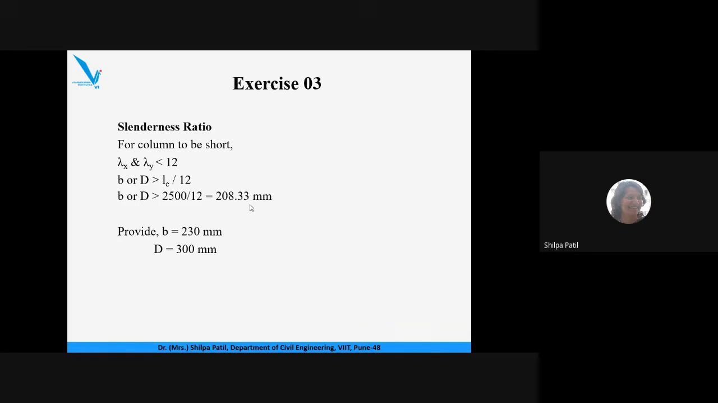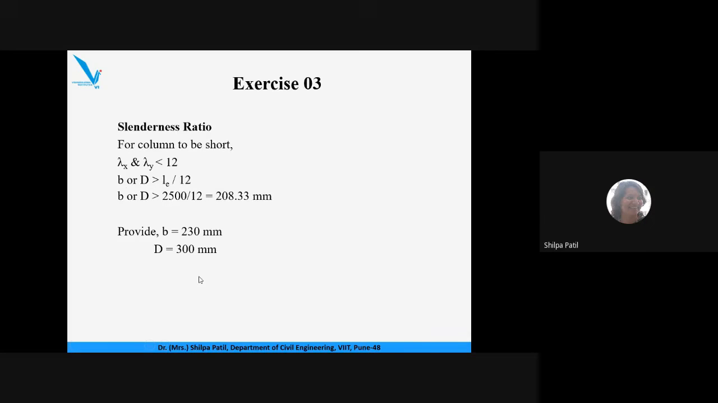If you provide the same value along width and depth, you will get a square column. I want to design a rectangular column. So I will provide B as 230. I will keep the width of the column equal to the width of the beam. And D I will increase further to 300. I can increase to 250 also. Deciding these dimensions completely depends on the designer's choice, and what formwork dimensions are available.